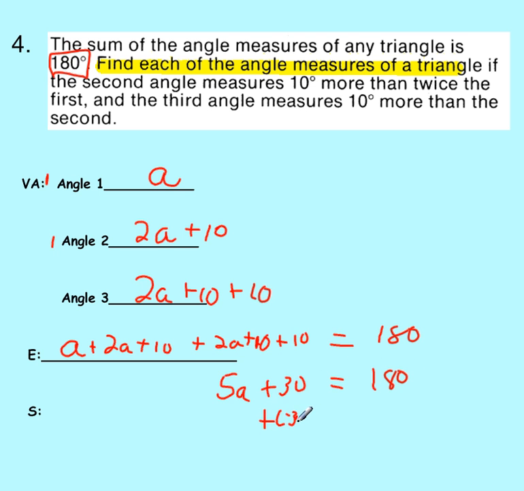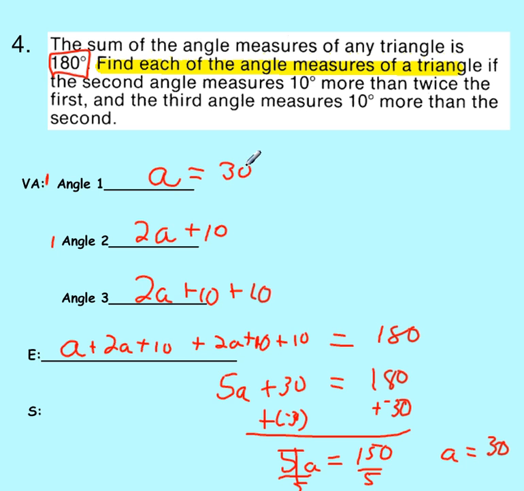Add negative 30 to both sides to start solving my two-step equation. I get 5A is equal to 150. Divide by 5, divide by 5. This is going to cancel out. I'm going to have A, and 150 divided by 5 is 30 degrees. So the measure of angle A is 30 degrees.